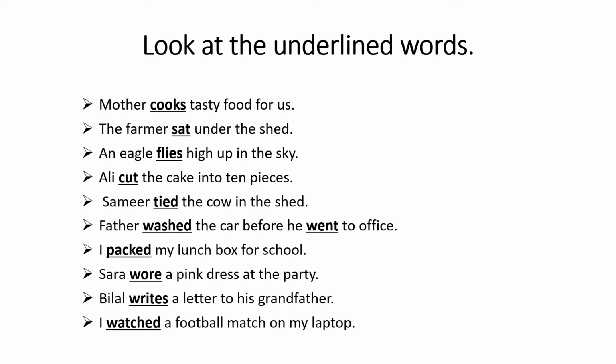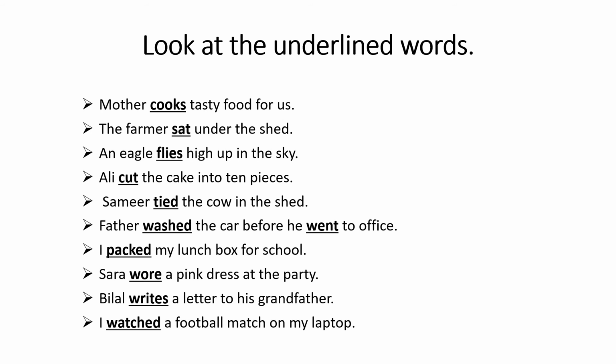Father washed the car before he went to office. Now in this sentence there are two words which are underlined and both of these are verbs. The first one is washed and then he went to office. Okay, so both are different kinds of actions which have been done by father. I packed my lunchbox for school. What did I do here? I packed. So the action which I did was I packed. So that's the verb over there.